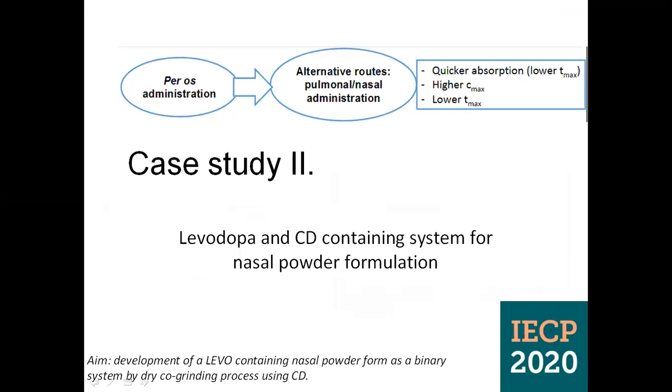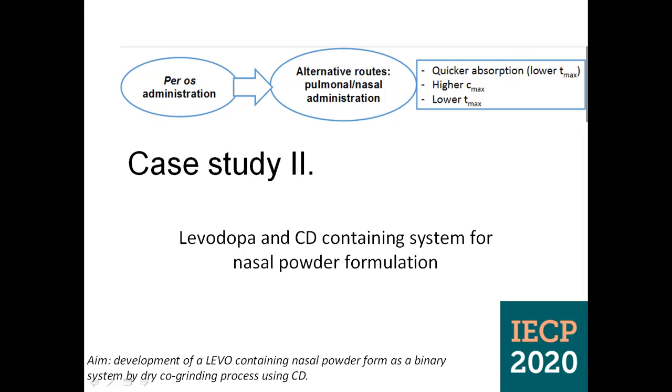The next case study will introduce special nasal powder formulations containing levodopa. Levodopa, as the gold standard in the treatment of Parkinson's disease, is usually administered per os, but its bioavailability is low. The intranasal administration is a potential alternative route in order to increase the bioavailability of the drug and treat the off period. Our aim was to develop levodopa-containing binary nasal powders with different excipients, such as cyclodextrin, by a dry co-grinding process.